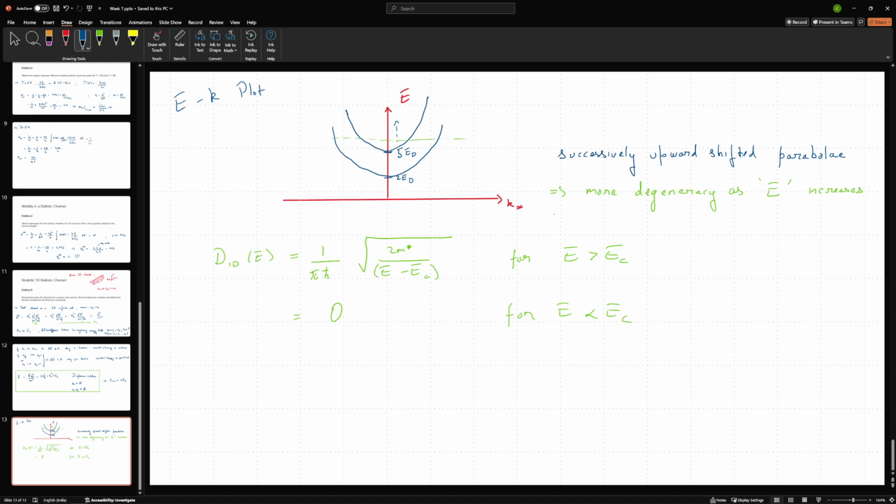So I need to modify this function in general. So D1D of E, therefore, the correct representation. So this is a quick side discussion for those who are only reading these things. Because this is in the band gap.